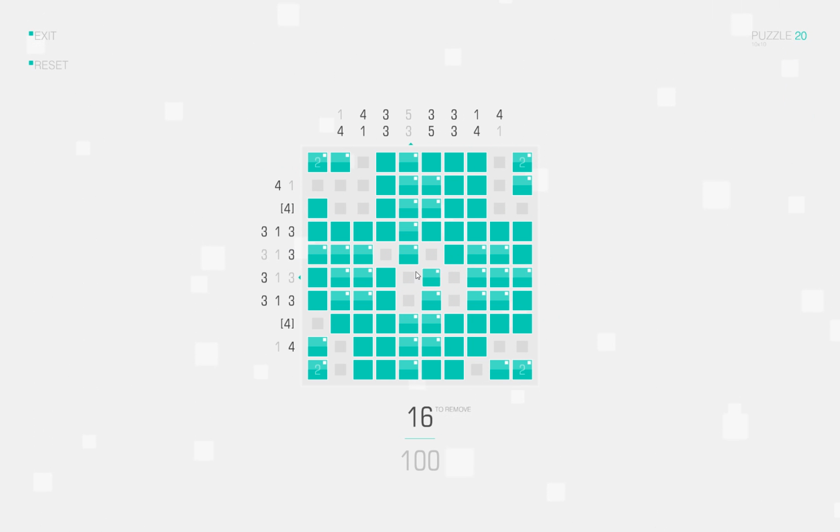Then we have our 3. Here we don't know yet. In this column we have 3 and 3. The first 3 has to be here somewhere, and the last 3 here. Up here it could be these 3 or these 3 or these 3. So this is in common.